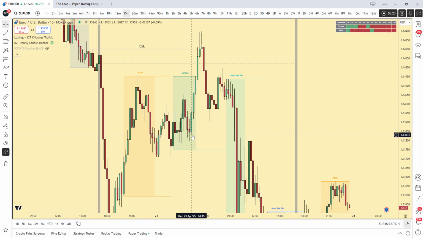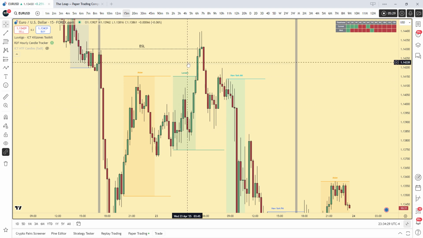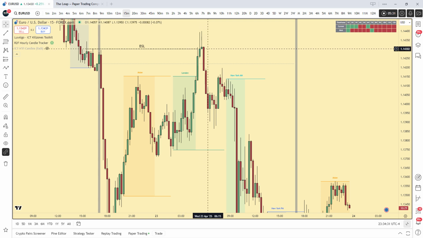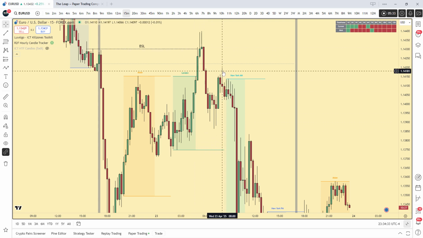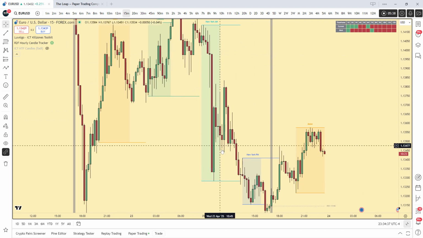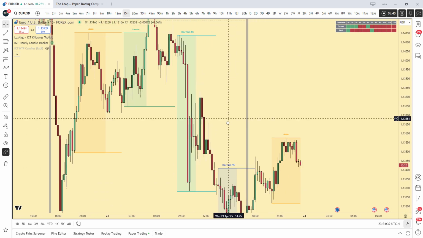So it took us a while. We only started really pushing up continually at 4:15 a.m. Okay, and then we took out this high over here. The retracement, we pushed down, retracement, and then New York, boom, boom, boom, boom. Okay.